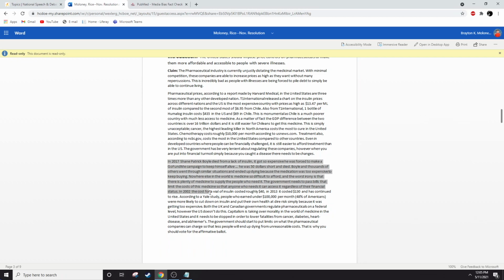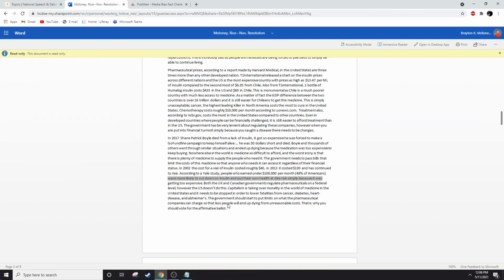In 2002, the cost for a vial of insulin was roughly $40. In 2013, it cost up to $130. It has continued to rise. According to a Yale study, people who earned under $100,000 per year were more likely to cut down on insulin and put their own health at dire risk simply because it was getting too expensive.